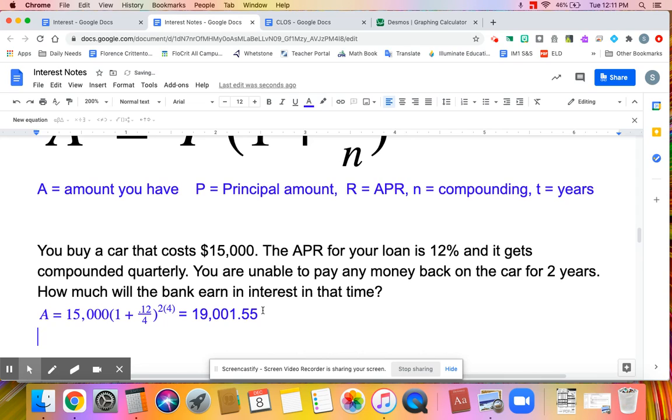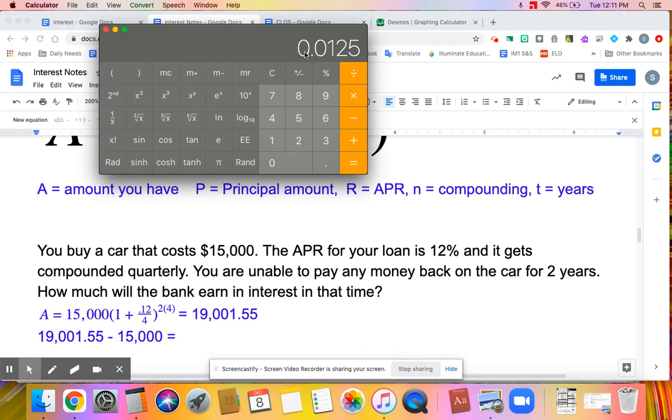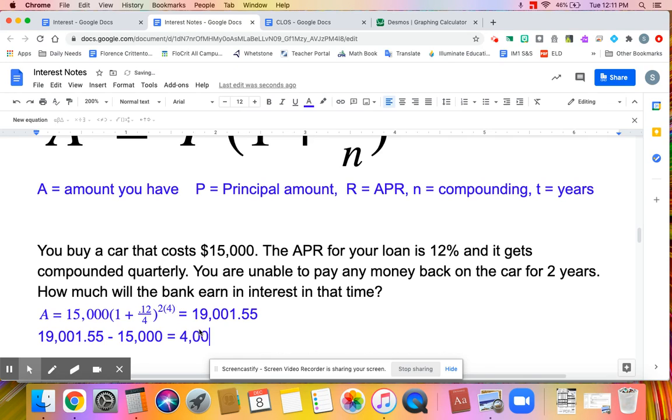Remember, difference means subtract. So I'm going to minus the 15,000. That was because of the car. And find out that $4,001.55 is what the bank earned, or the car dealership earned, just because of interest, because I wasn't paying on it, and they were just collecting a lot of interest.